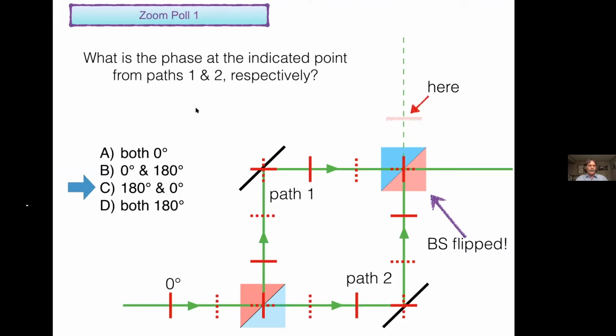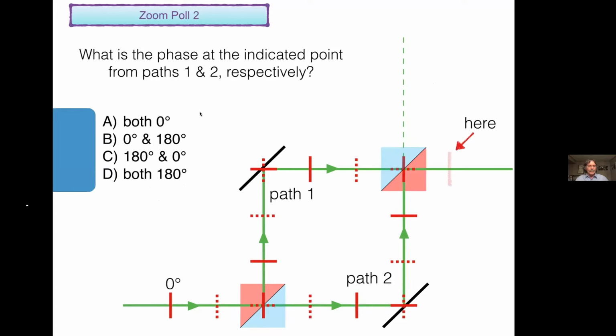Okay, with that, let's do the second Zoom poll. Zoom poll number 2. Again, you don't have to start all the way at the first beam splitter. Just start here and then start over here.